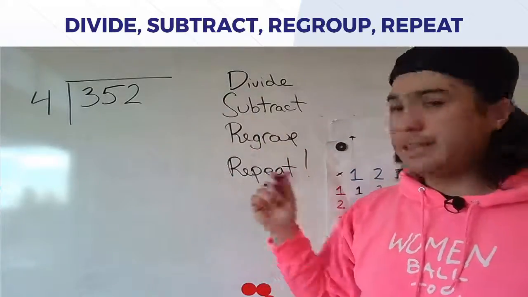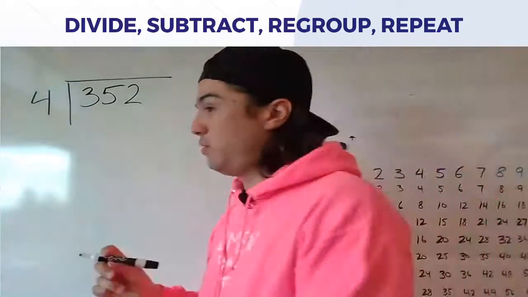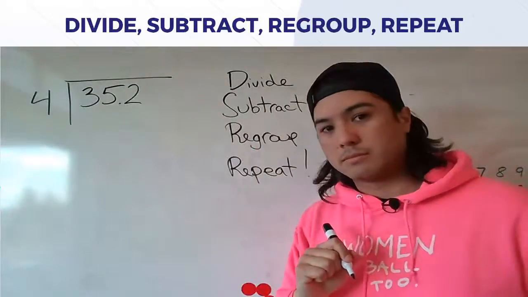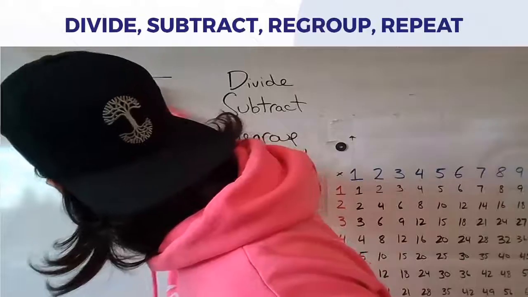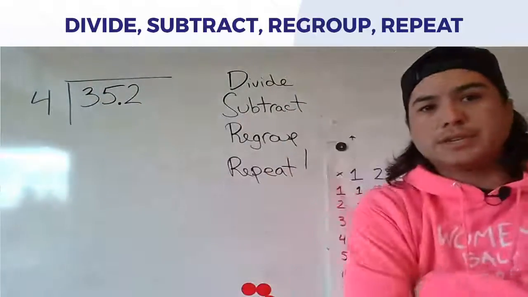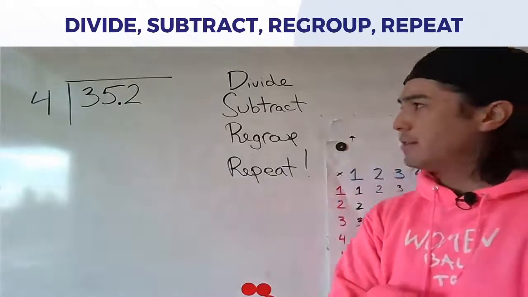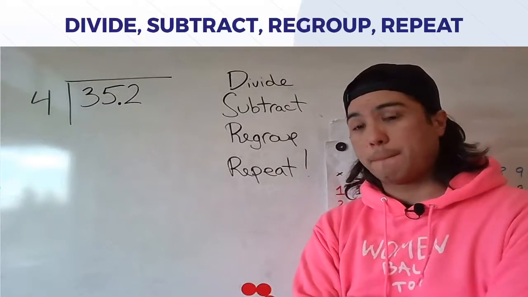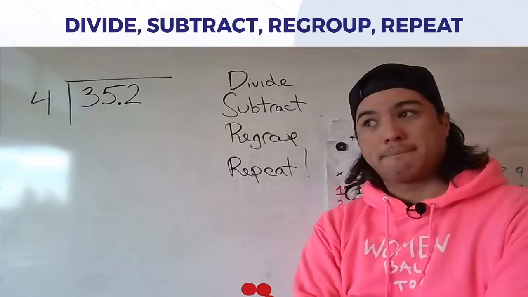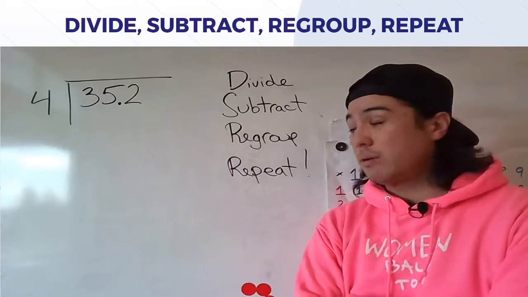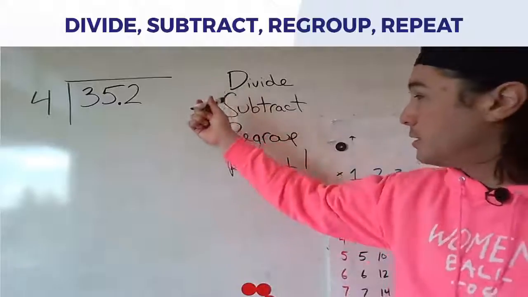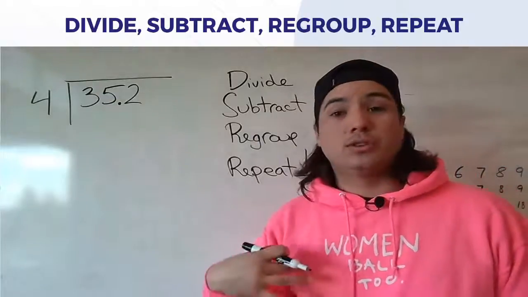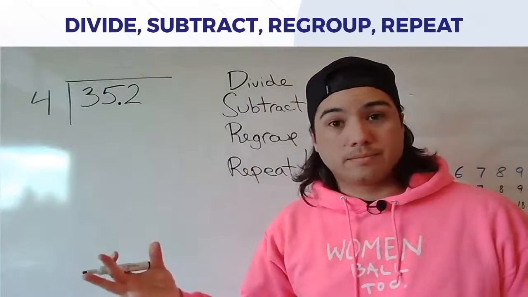Let me ask you this. Does this procedure change if I do this? I'll even make that decimal point bigger. Does our procedure change if rather than doing 352 divided by 4, now we're doing 35 and 2/10 divided by 4? The answer in short is no. Our procedure doesn't change. We're still going to divide, subtract, regroup, repeat until we have nothing left to divide out. We're left with 0. Then we're done.